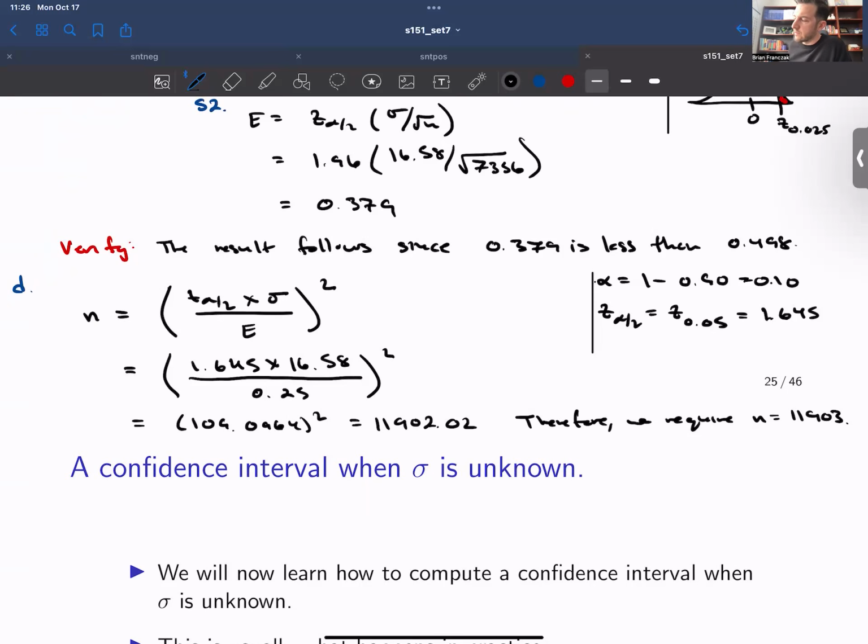In this case, you can see we have 11,902.02, but we still round it up to 11,903. We don't round down when we compute sample size, because if we round down, there's a possibility we miss our goal, which in this case is to estimate the fuel expenditure within 25 cents. So regardless of the value that comes out, we always round up.